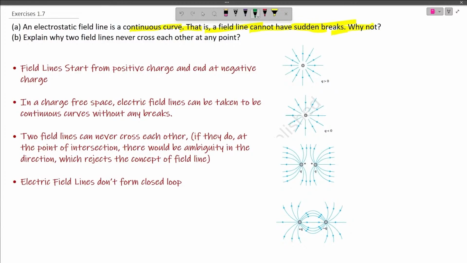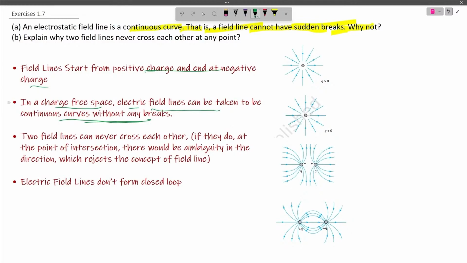The first is field lines start from positive charge and end at the negative charge. The origin of the field lines is from the positive charge and they end at negative charge. The second is, in a charge-free space, the electric field lines can be taken to be continuous curves without any breaks.